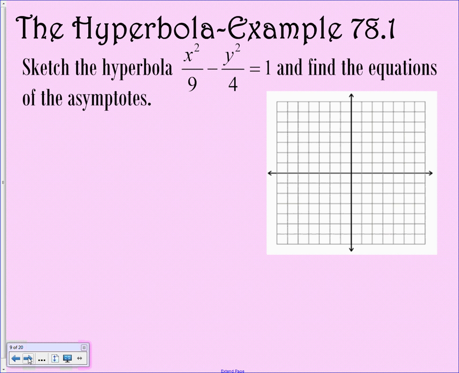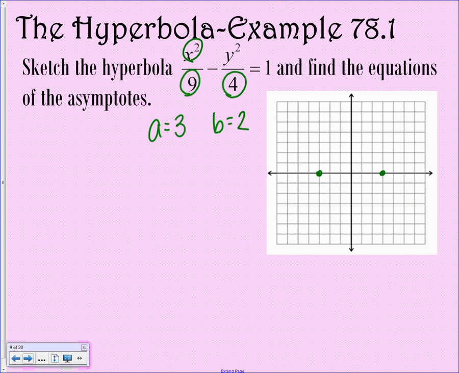So we want to sketch this hyperbola, and we're going to find the equations of the asymptotes. So what we need to do first is find our A and our B. So our A is coming from this one. It's always going to be the one that comes first now. So our A is going to be 3, and our B is going to come from here, and our B is going to be 2. So just like on an ellipse where you went left and right and up and down, we're going to do the same thing. So on this one, we're going to go left and right 3 because our x squared comes first.